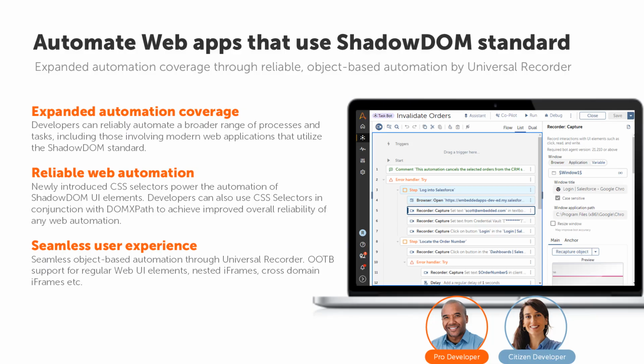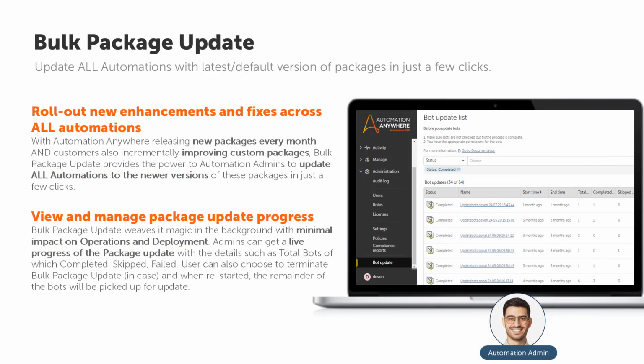With Release 34, our Automation Success Platform supports reliable, object-based automation of web applications that are built using the ShadowDOM web standard. Release 34 also supports the quick update of all automations to newer versions of packages. Let's take a quick look at a demo of these features.